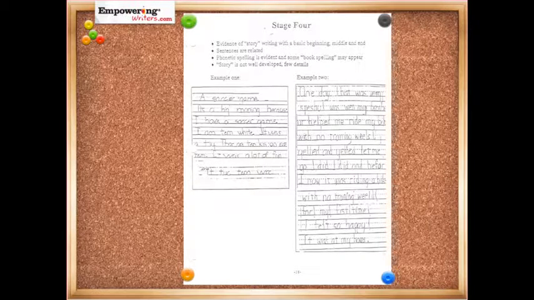So, student number 1. "A soccer game. It is a big morning because I have a soccer game. I am Team White. It was a tie. There are 10 kids on my team. It was a lot of fun and it took teamwork." Example number 2.